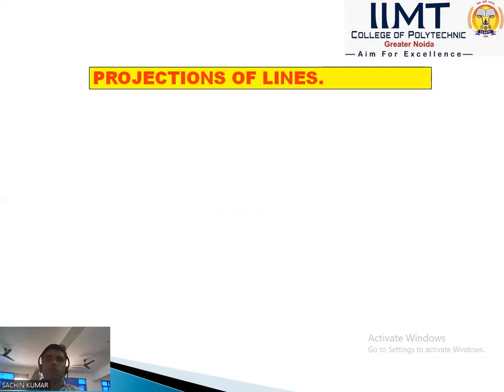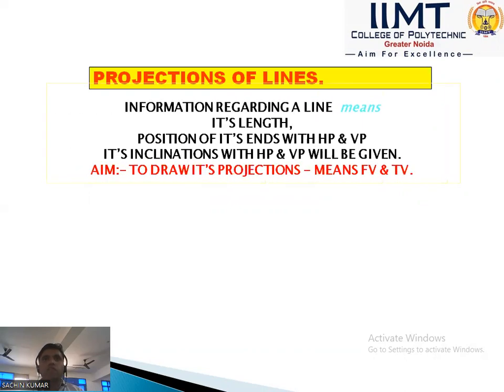First, you define the position of the line, which means the line is perpendicular to HP and parallel to VP, the line is parallel to both planes, the line is inclined to HP and parallel to VP, and the line is parallel to HP and inclined to VP. We have discussed these different cases in the projection of line.